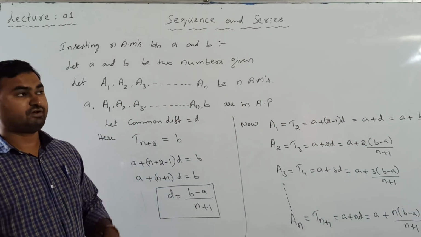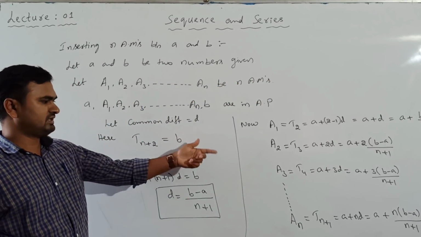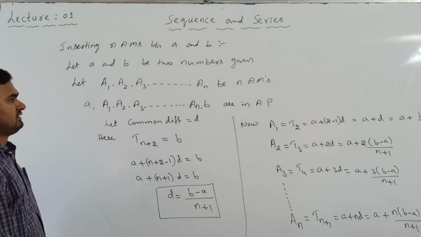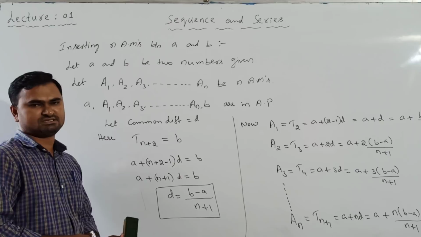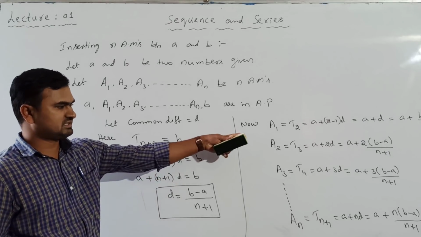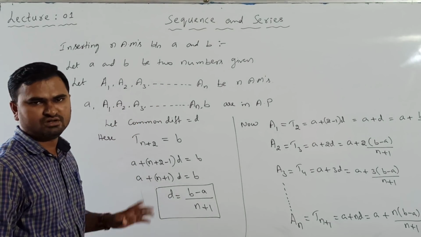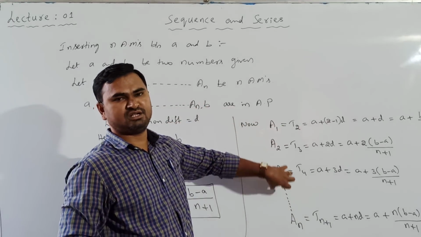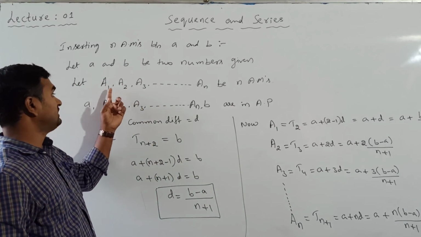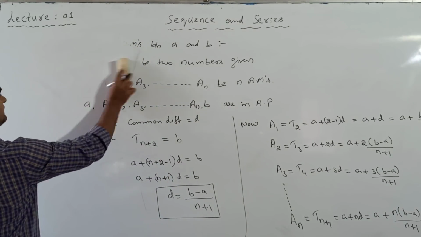So in this way we can find the required arithmetic means A1, A2, A3 up to An in between the two given numbers. This is how we can find arithmetic means between two given numbers. Now after finding arithmetic means, sometimes they will ask for the sum of these arithmetic means. In case of arithmetic progression, we know how to find the sum of n terms, but they are interested in finding the sum of arithmetic means, that is, the value of A1 plus A2 plus A3 up to An. So we take the sum of n arithmetic means.